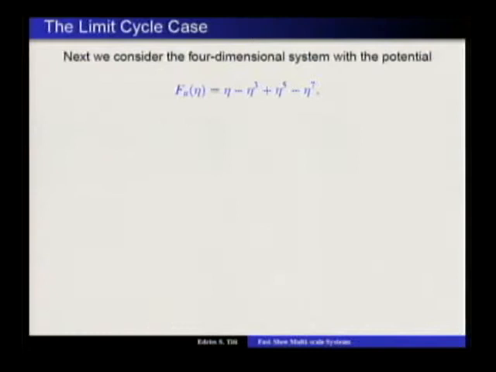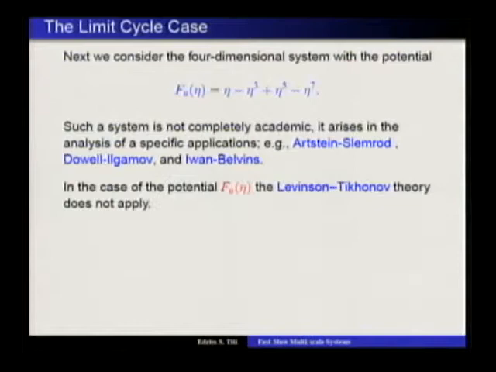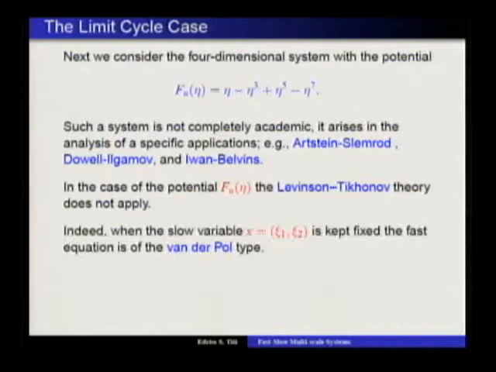Now let's take the unstable case. This particular example is really coming from a mechanical system, which has been introduced by Artstein and Slemrod, and by these nice people. As I said, the Levinson-Tikhonov theory in this case does not apply. Indeed, when the slow variables are kept fixed, the fast dynamics gives basically a van der Pol type equation. For fixed x, this is exactly where the Poincaré-Bendixson theory applies: the limit cycle is stable and not the fixed point.